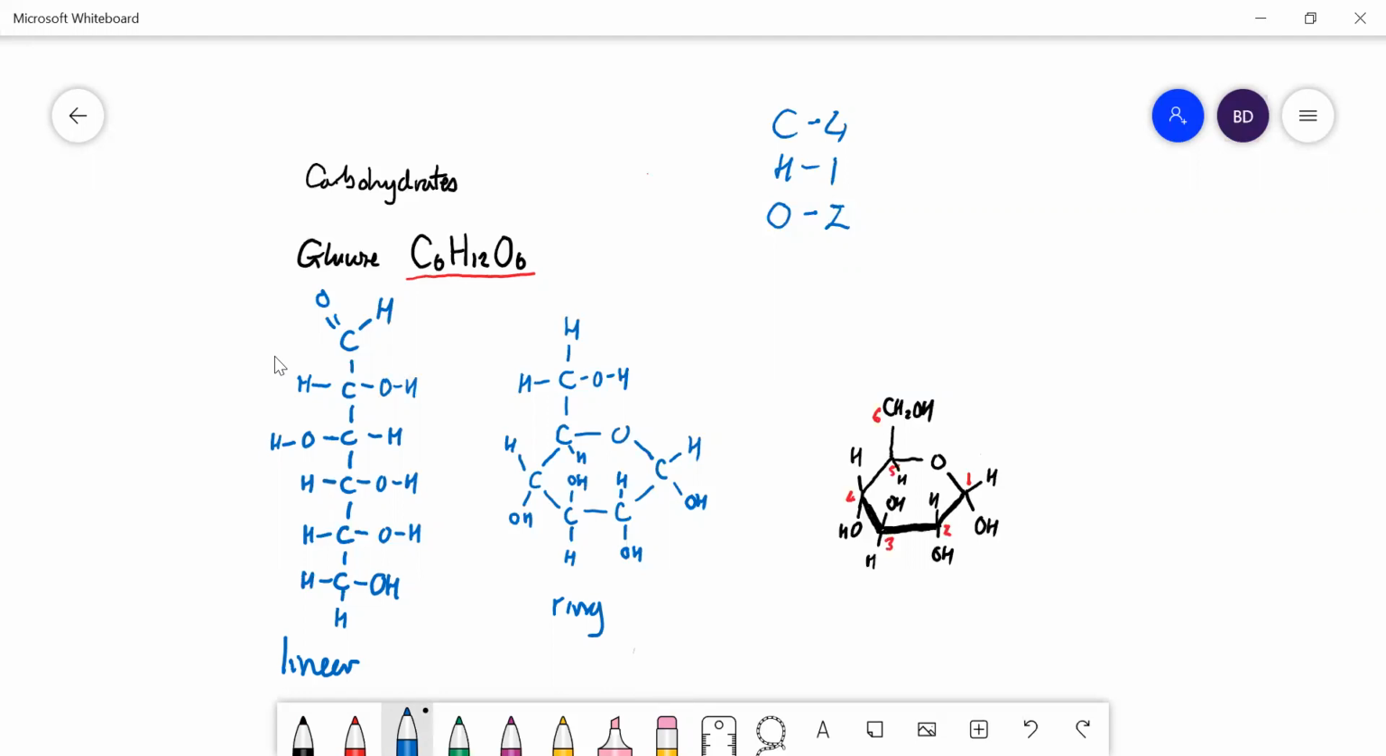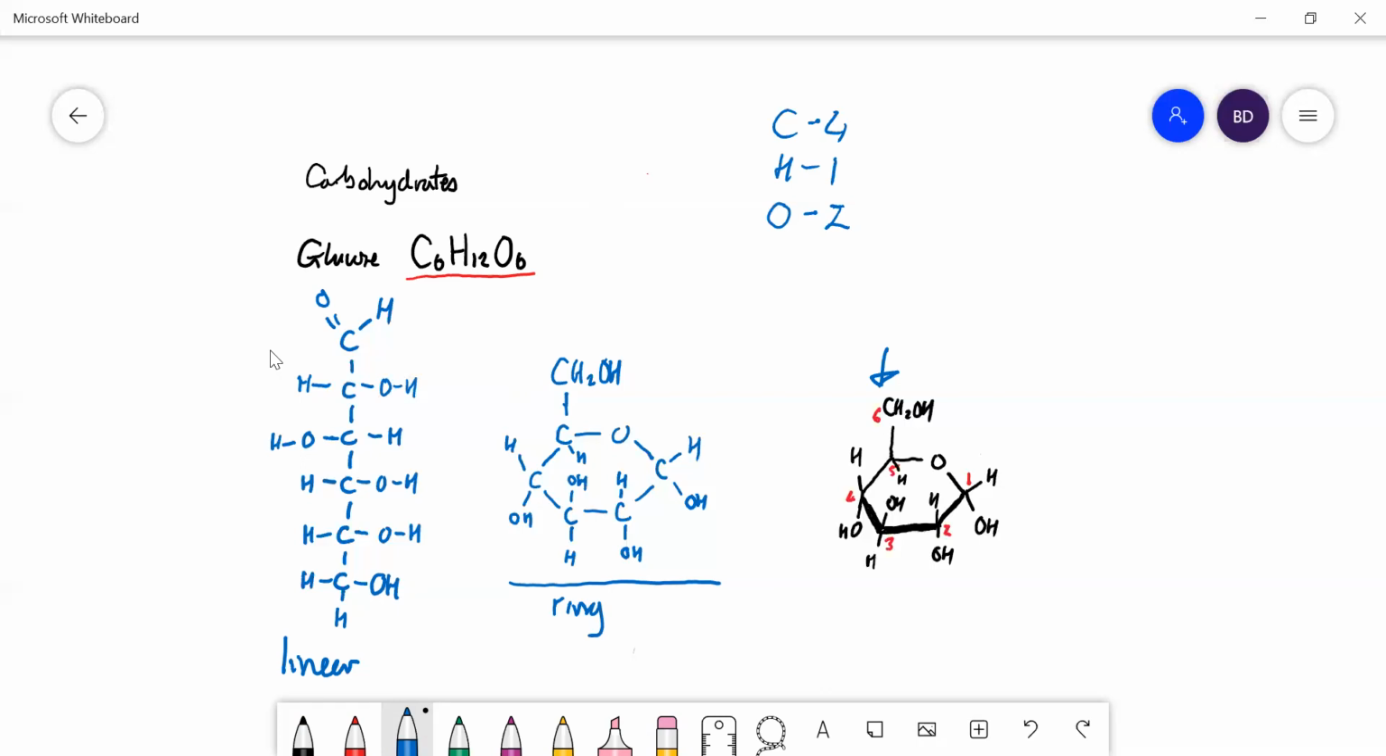But the ring form there, I've drawn it here. You call that a displayed formula, where I've shown all the bonds there. That's a bit awkward. So, for example, this bit at the top, very often you'll write that as CH2OH, and that's how it's written there. Okay, so that's what that means.